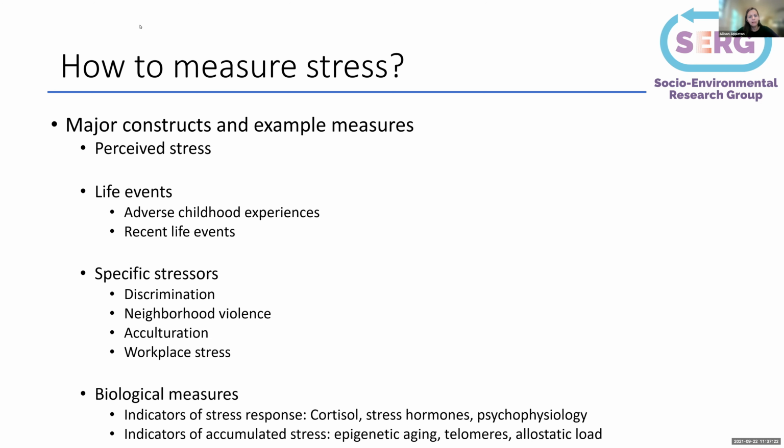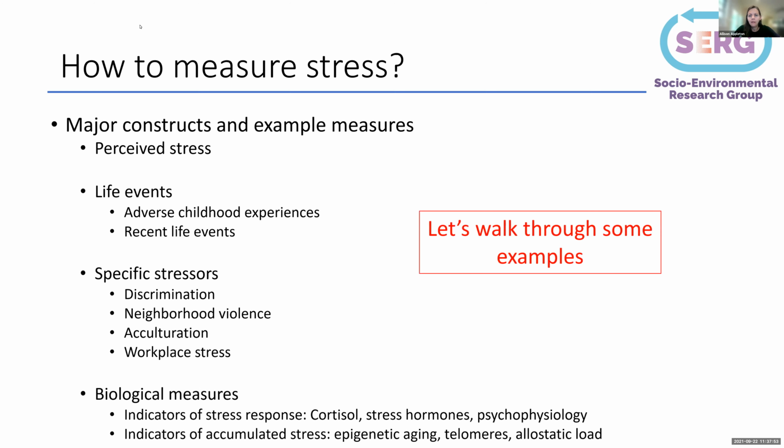And then finally, there are biological measures, both in terms of indicators of the activation of the stress response. So things like cortisol and stress hormones, psychophysiology measures about that mobilization of the fight or flight system. We also have biological measures that are indicators of accumulated stress. So I'm going to talk a little bit about epigenetic aging and telomere length. These are two ways that people are thinking about accumulated impacts of stress on biology.